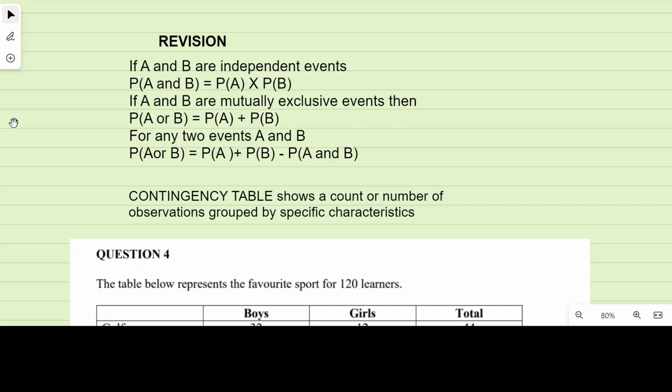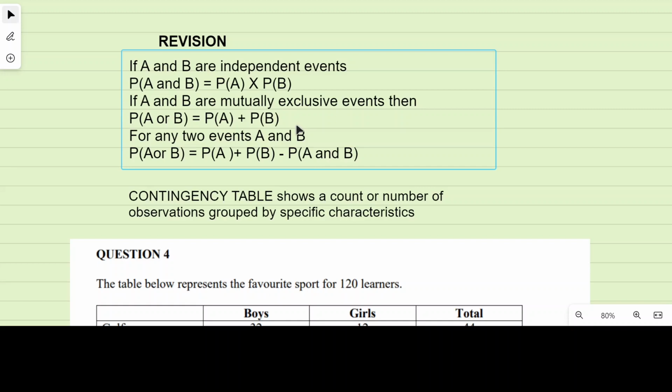Now, in revision, the three important formulae that you need to remember: number 1, if A and B are two independent events, probability of A and B is equal to PA times PB. That is when A and B are independent events. But if A and B are mutually exclusive events, then probability of A or B equals PA plus PB.